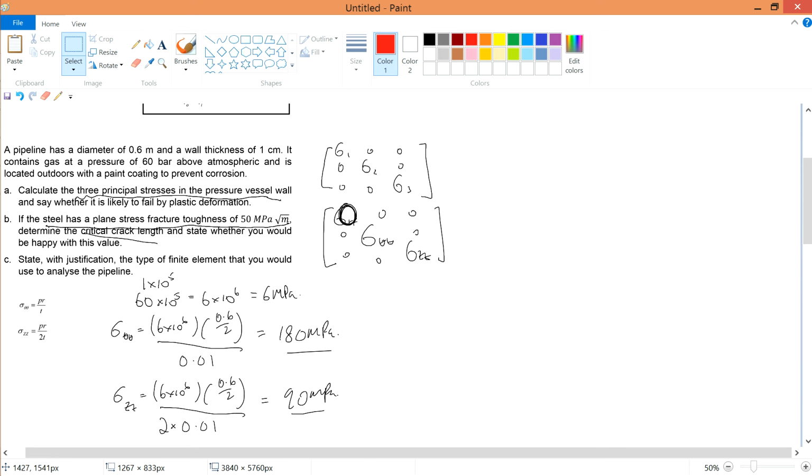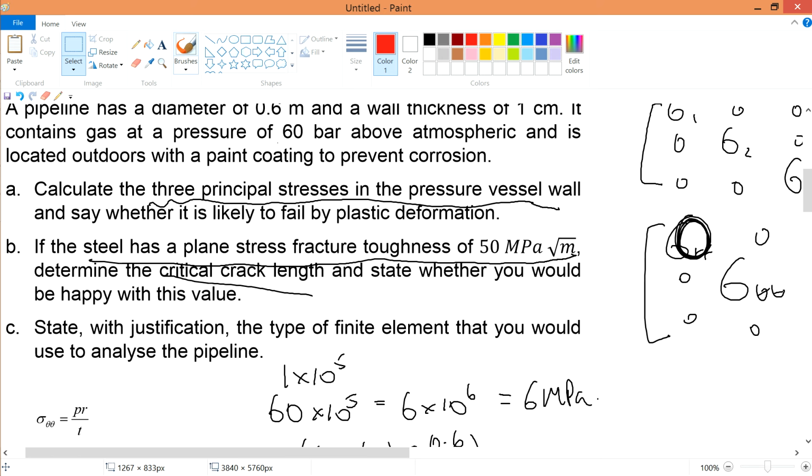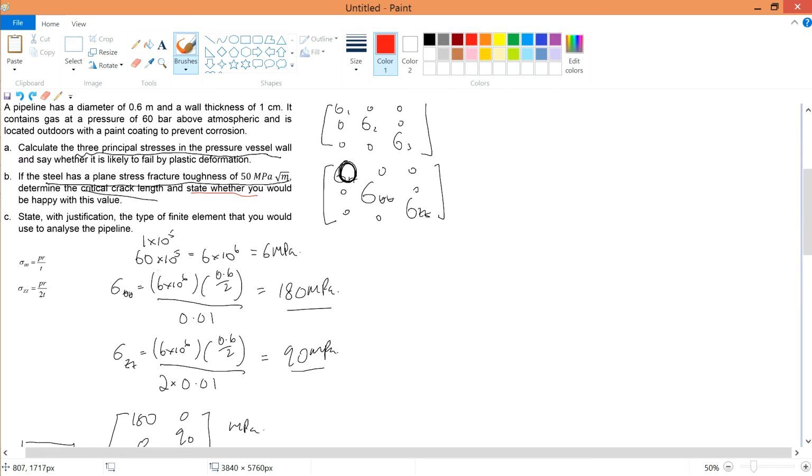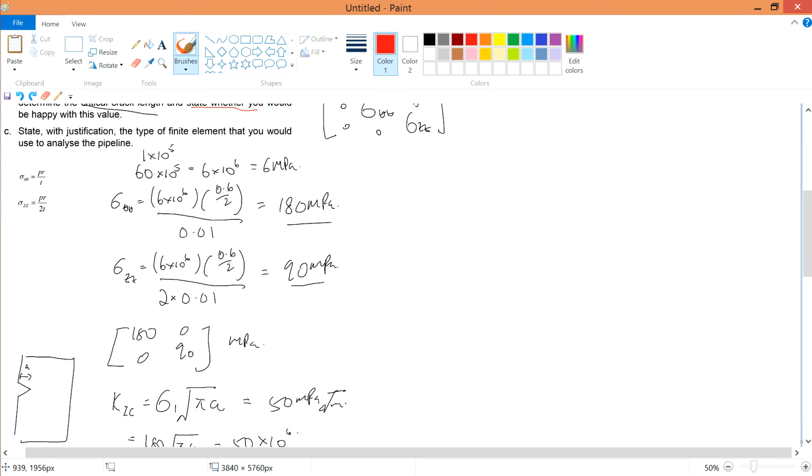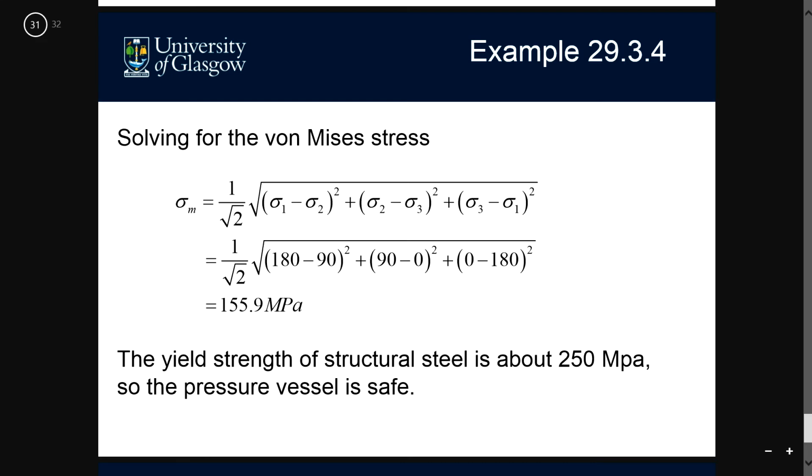However, we haven't solved for whether our material can withstand the stress. We found our critical crack length already, but we need to state whether you would be happy with this value. How can I be happy? I need to calculate something, so you need to apply the von Mises stress. Because for a steel, its fracture point is talking about its yield strength.